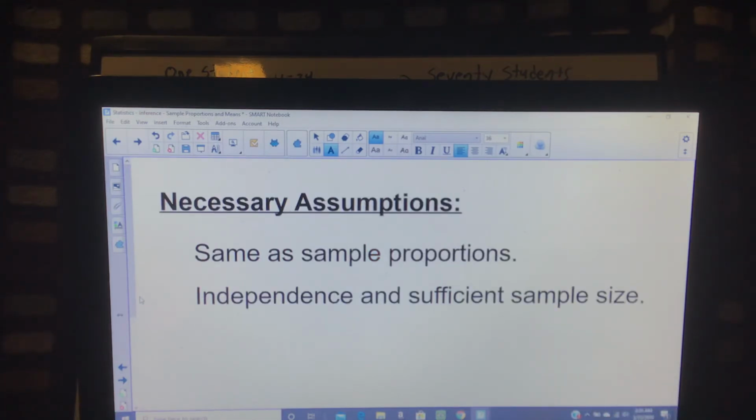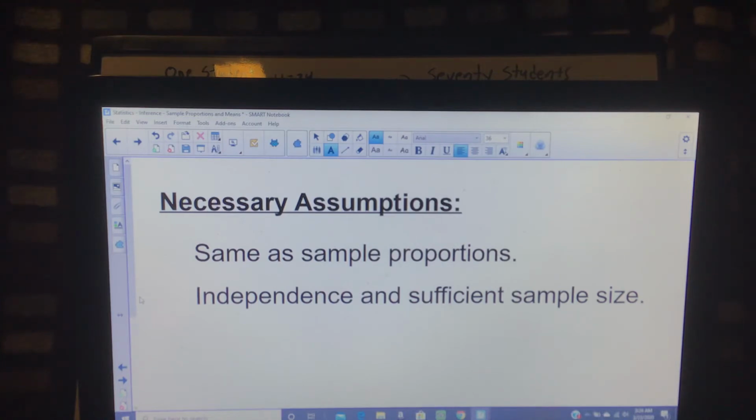In order to use a normal distribution, we need certain assumptions met, just like with proportions. With proportions, we had to have independence, randomness, and we needed the sample not to be too big or too small. We didn't want to take more than 10% of the population, but we needed it to be large enough, so we did n times p and n times q.